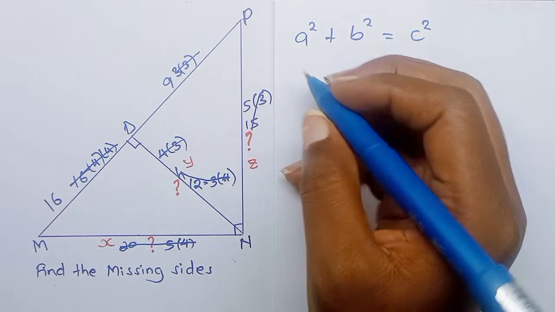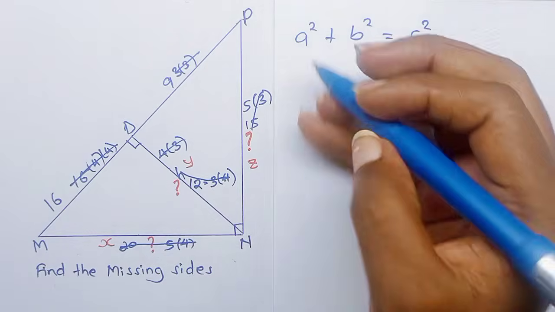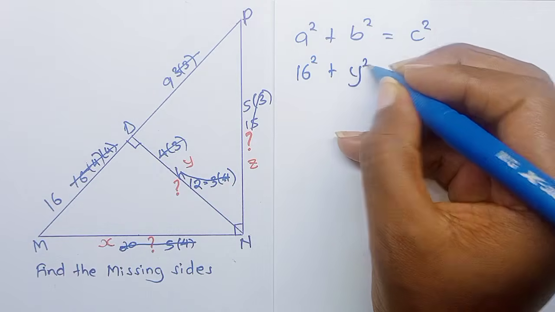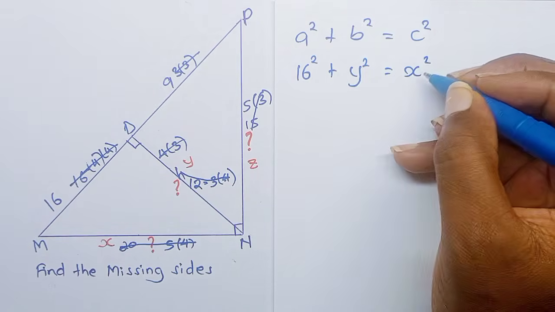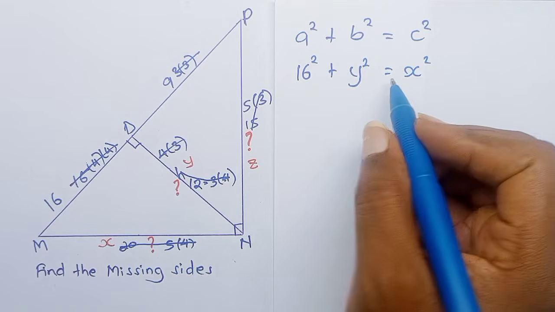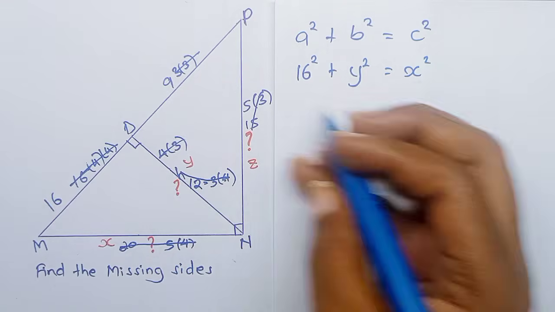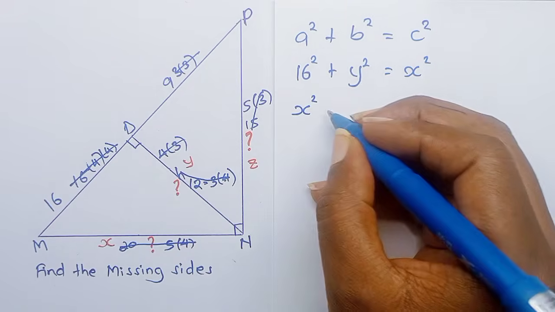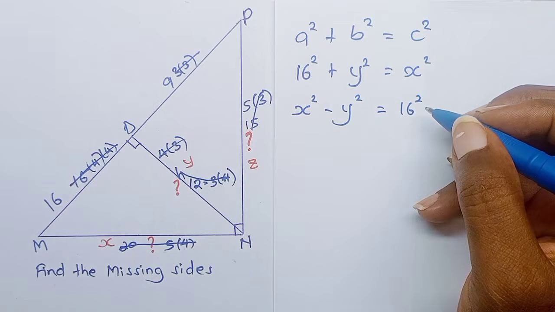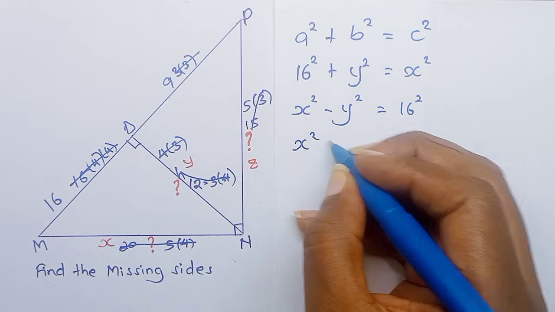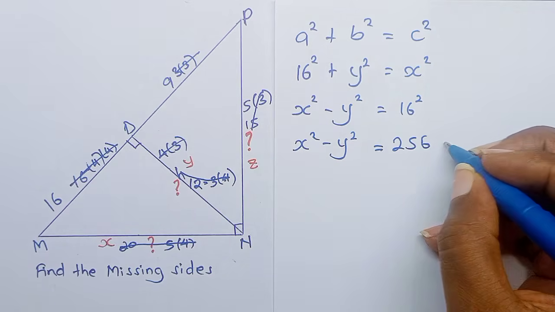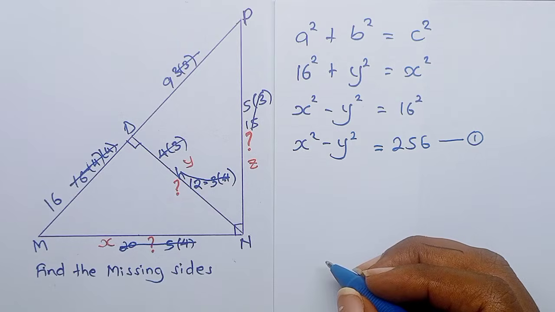So our a is 16, this side empty, so 16 squared plus our b is y is equal to our c, which is x squared, since it's the hypotenuse. So we make this the subject, so we shall have x squared, when this crosses, becomes minus y squared is equal to 16 squared. So x squared minus y squared is equal to 16 squared, which is 256. Let this be equation 1.